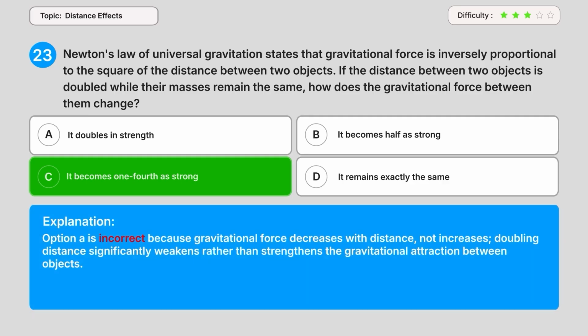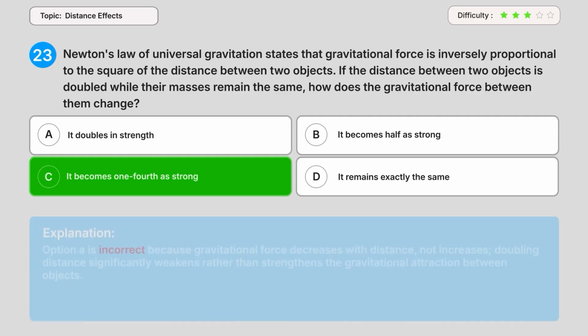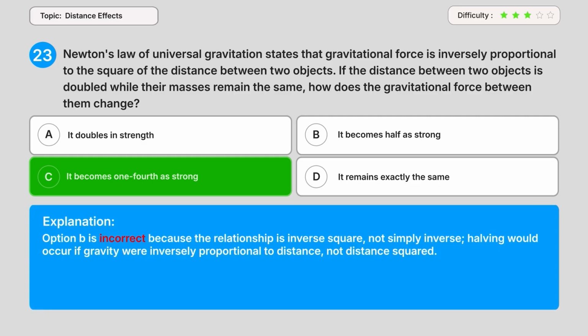Option A is incorrect because gravitational force decreases with distance, not increases. Doubling distance significantly weakens rather than strengthens the gravitational attraction between objects. Option B is incorrect because the relationship is inverse square, not simply inverse. Halving would occur if gravity were inversely proportional to distance, not distance squared.